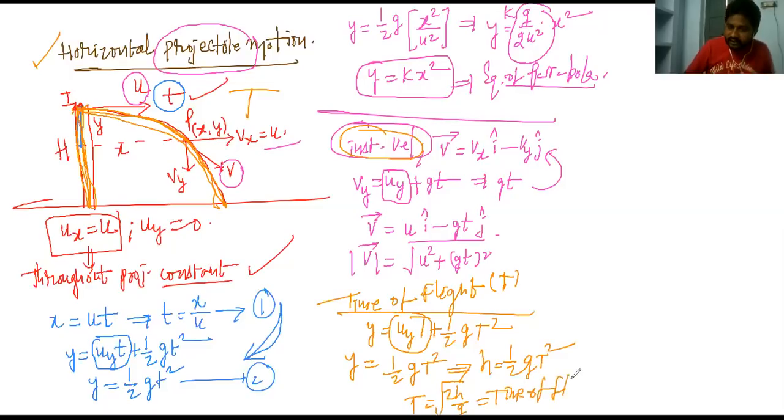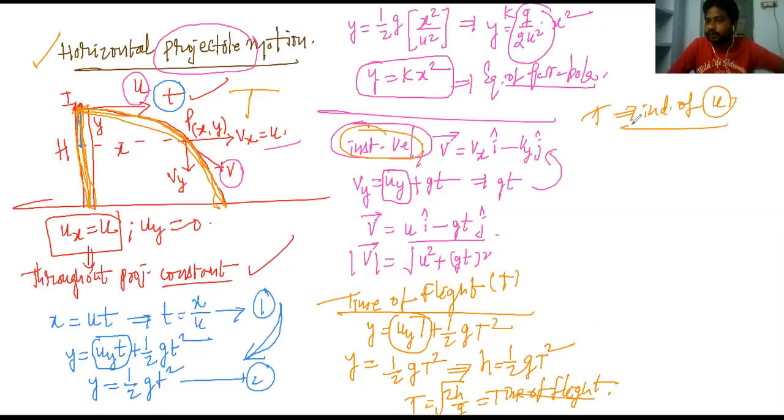If you really understand the time of flight concept, one more point I wanted to tell you. Time of flight is independent of the initial velocity of projection, and it is independent of the mass of the body. Understand? And when you understand the time of flight, it is so easy to find the range of a projectile, students.